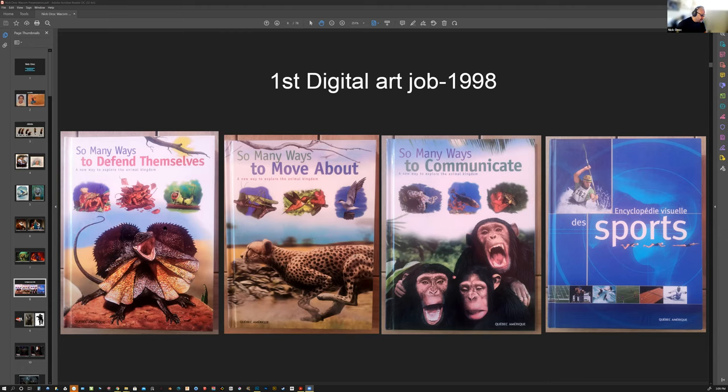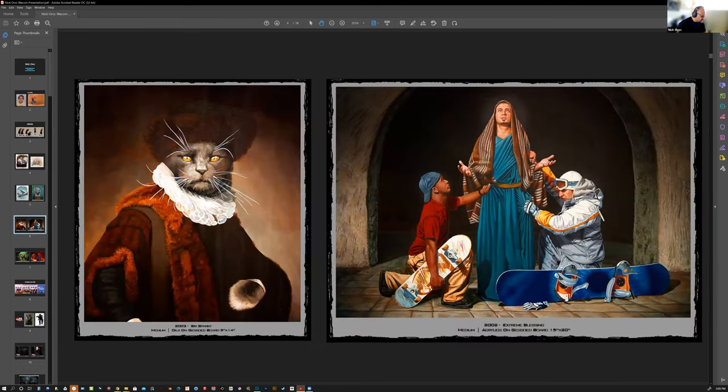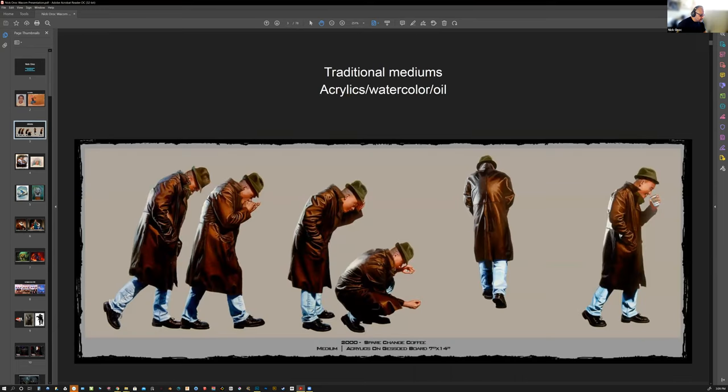Because of my background in traditional painting, I really focused on hyper-realism or realism, right? And just to give an example of the kind of work I did in school, this is what I did traditionally with acrylics. This wasn't in school, but pretty much the same. There's that one as well, 1998. So all this was done traditionally in acrylics.